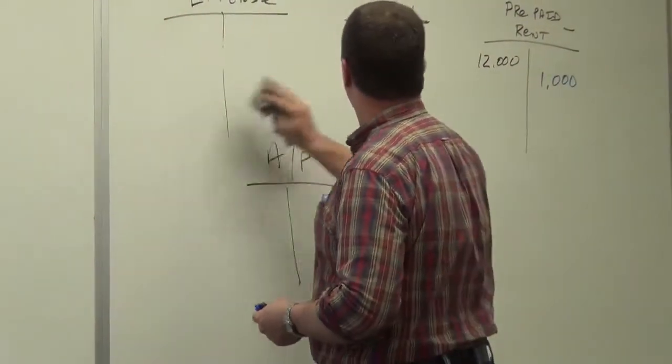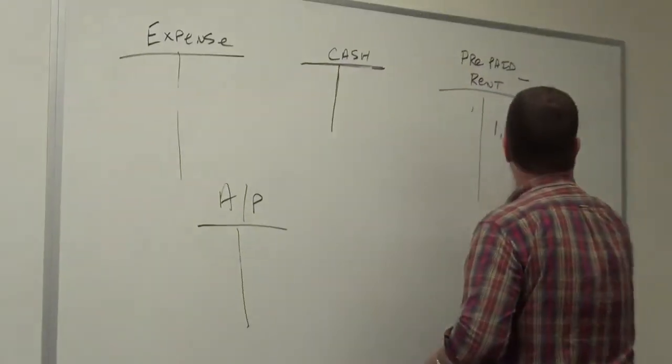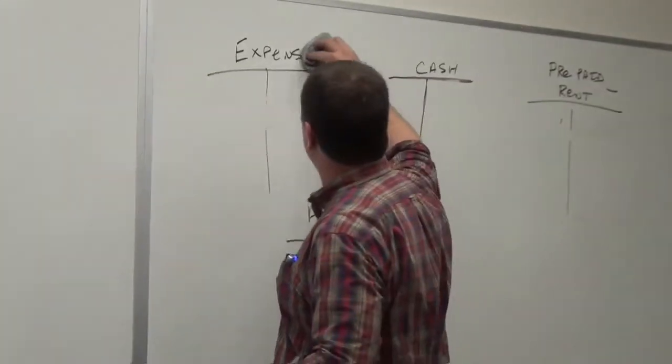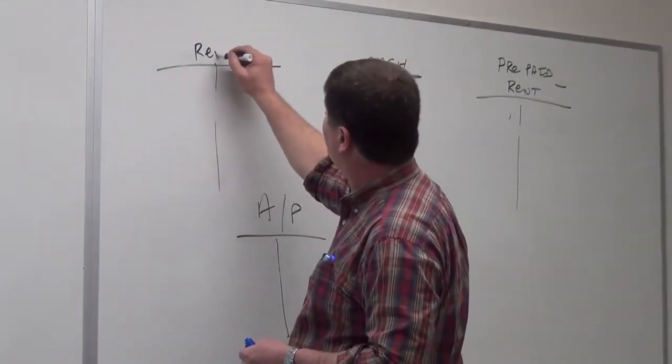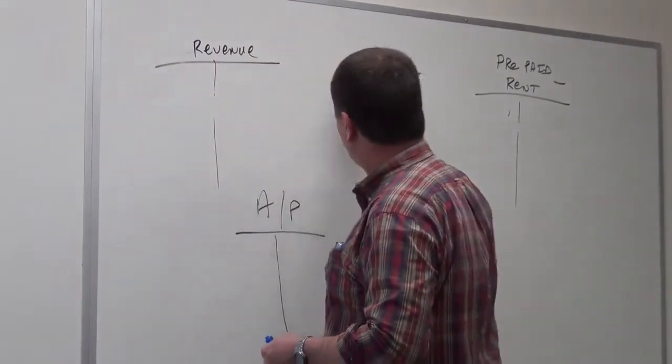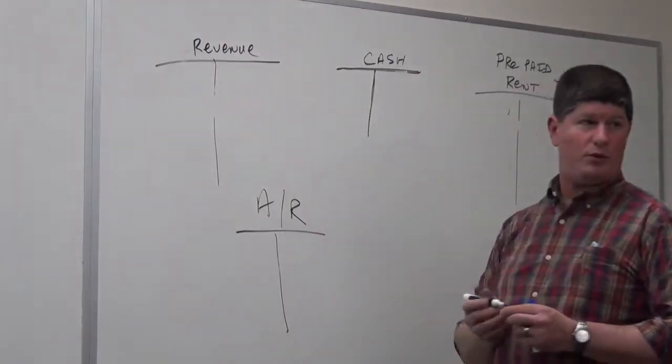I'm going to erase here, and I've got to change some titles. All right, we have revenue. We have cash. We have accounts receivable.